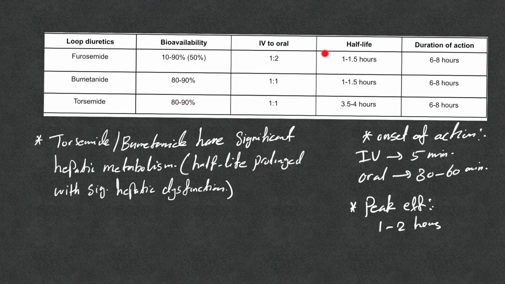Half-life, as you see, bumetanide and furosemide 1 to 1.5 hours. The longest one is torsemide, 3.5 to 4 hours, which allows it to be used once daily. The duration of action is almost the same for all of them. The onset of action is also the same for all of them: for IV 5 minutes and oral 30 to 60 minutes, and peak effect in 1 to 2 hours. And remember that torsemide and bumetanide also have significant hepatic metabolism.